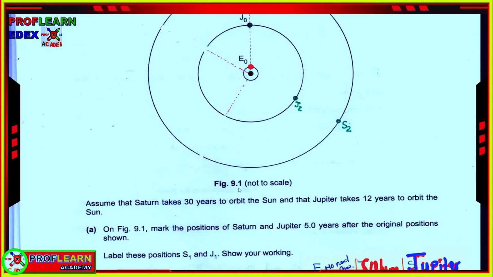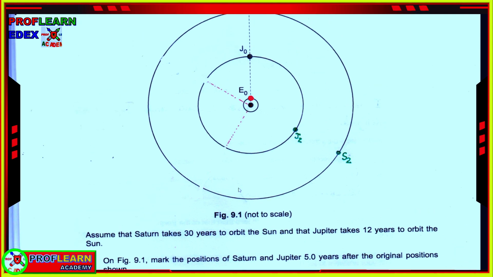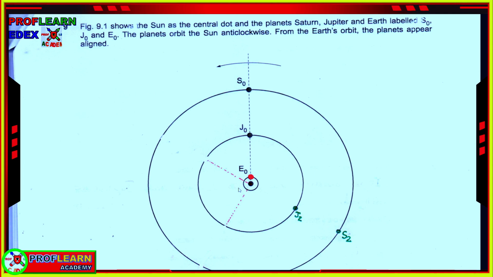Now the question is, mark the position of Saturn and Jupiter 5 years after the original position. 5 years. So if Jupiter takes 12 years to orbit round, it means after 5 years it will be somewhere here. And how do you get that?